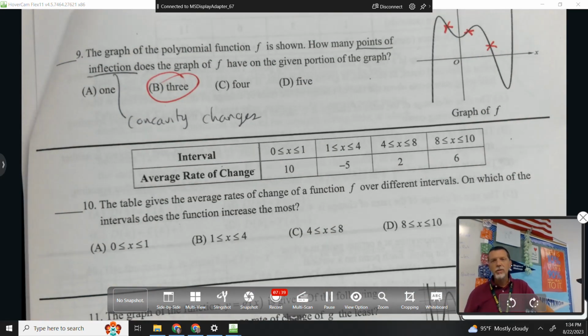In calculus, we'll learn how to find exactly where those spots are. But for now, we just want to get kind of the concept down.